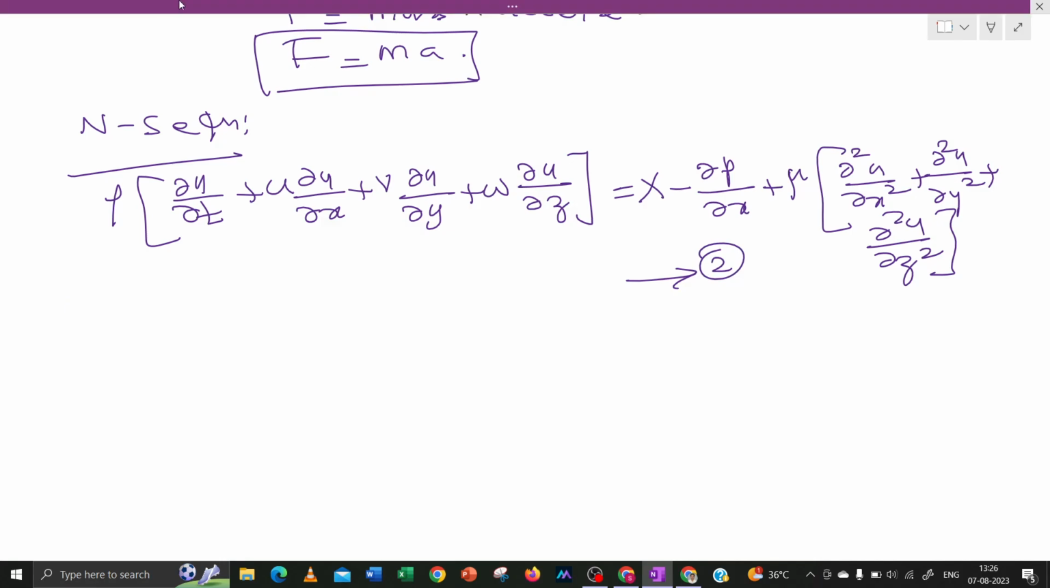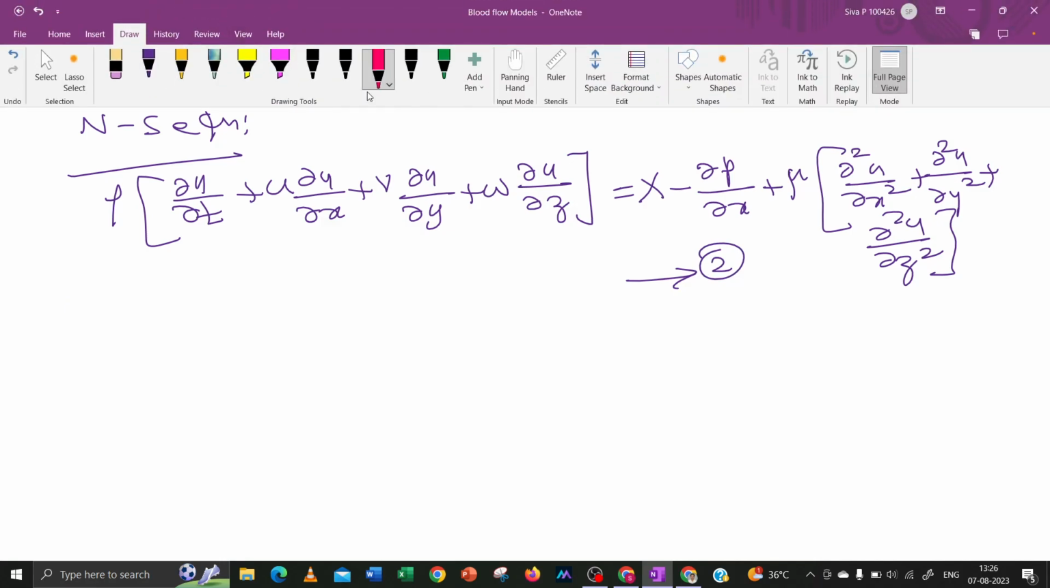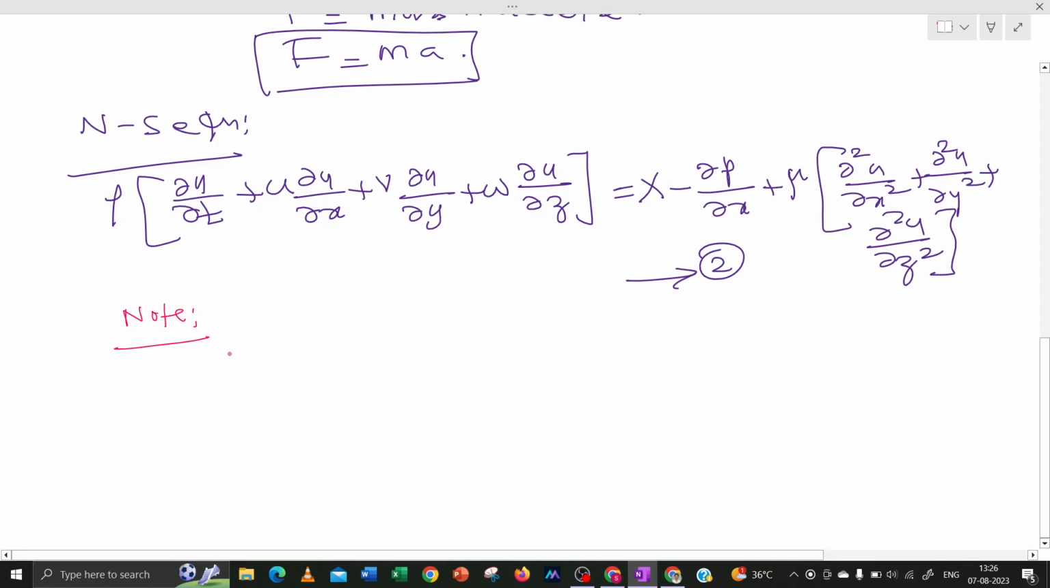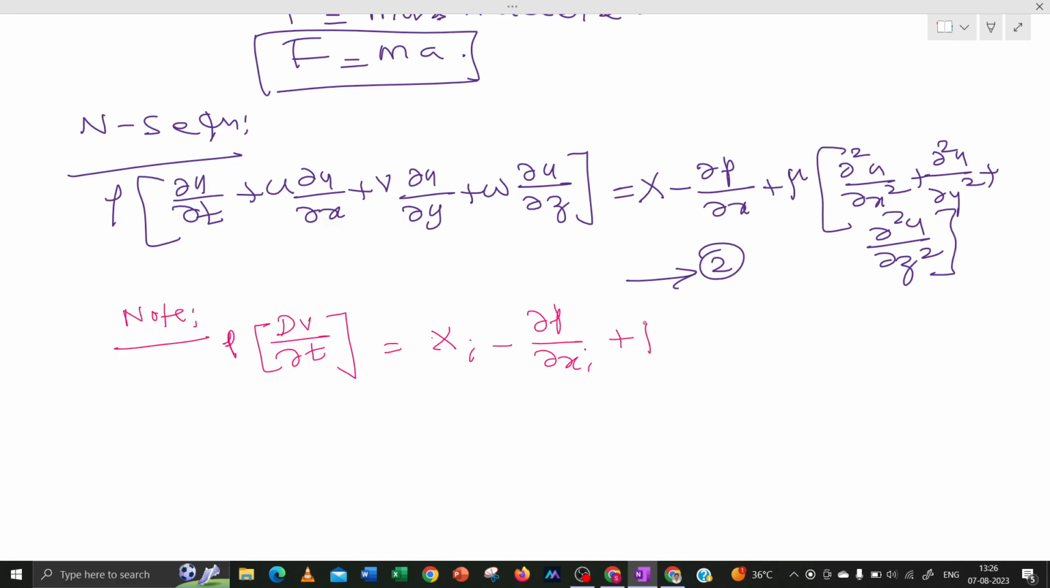So this one can be written simply as rho dv by dt, or dq by dt, where v is the velocity here, equal to the body force in the direction xi, minus dou p by dou xi, plus mu into del square u. Simply, if you are writing q as the velocity here, we can write that as q.